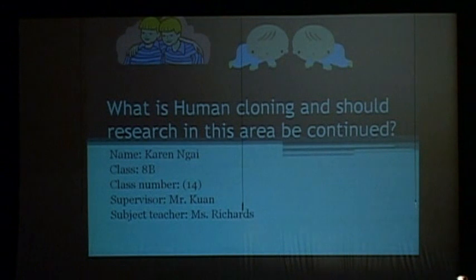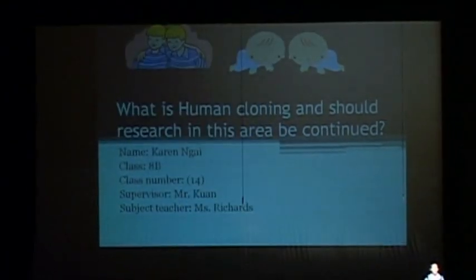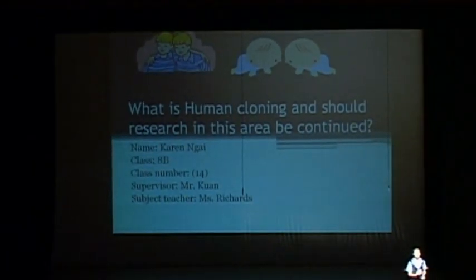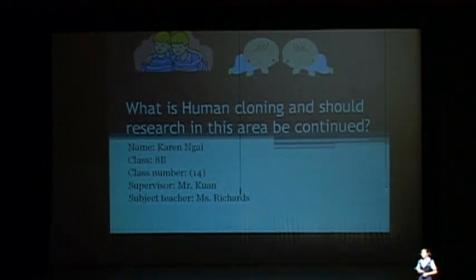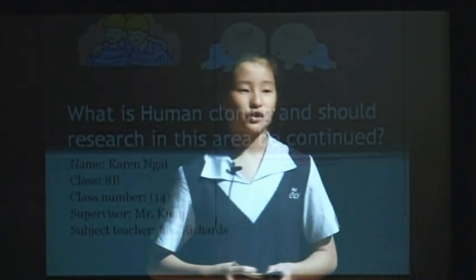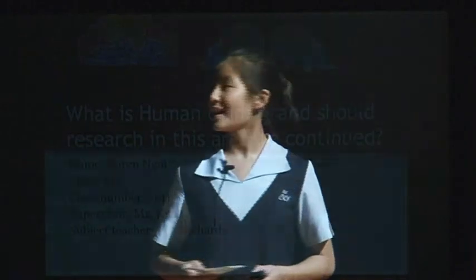These two pictures are pictures of twins. Why would I have pictures of twins in a presentation which is about human cloning? The reason is because human cloning and twins have a relationship. In other words, human cloning can be said as the artificial twinning. Moreover, the definition of human cloning may also be having a genetically identical copy of another human.